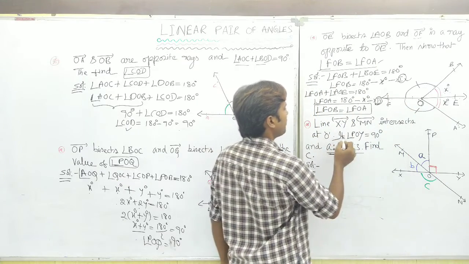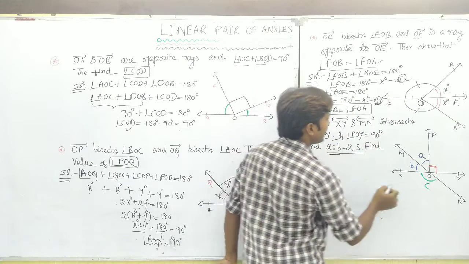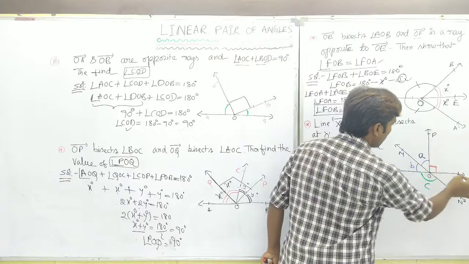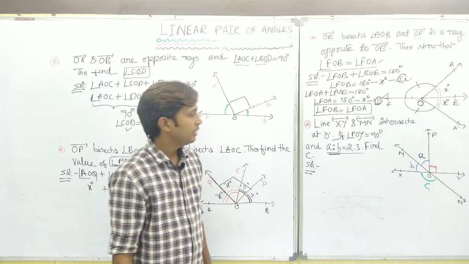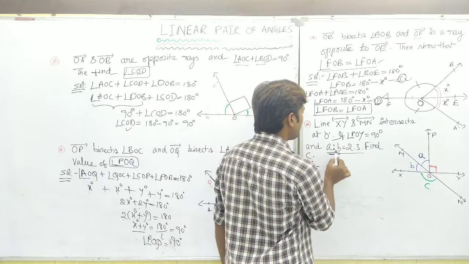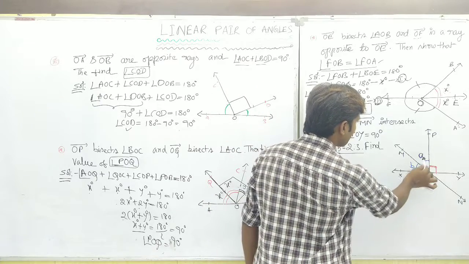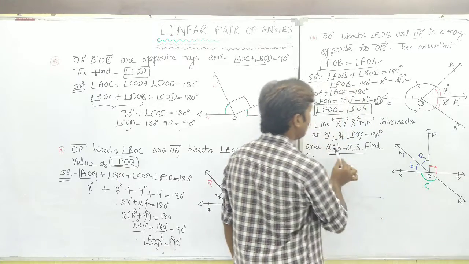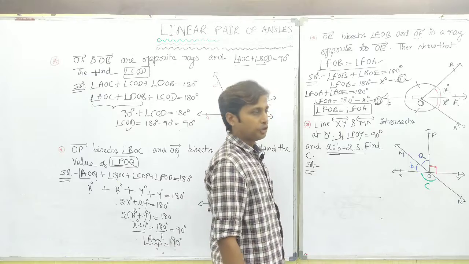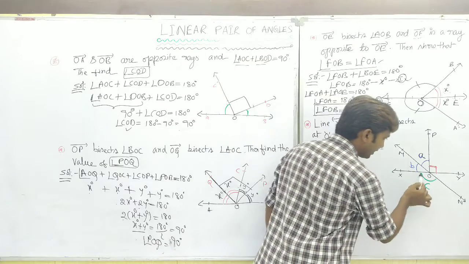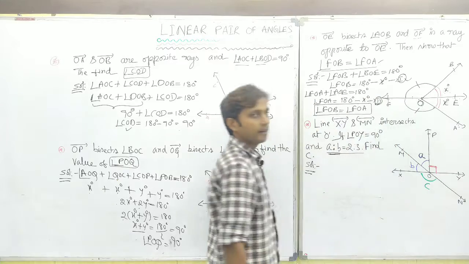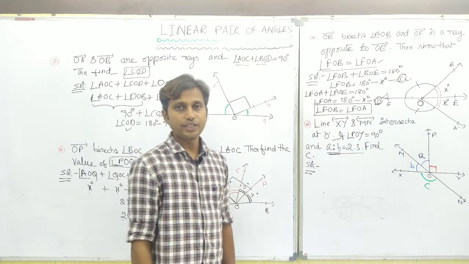If angle POY equal to 90 degrees, this is 90 degrees, and A is to B equal to 2:3. Which are A and B? This angle and this angle. The ratio of these two angles would be 2:3. Then find C. C means what? Here, this green colored angle. We need to find it. How to find it out?